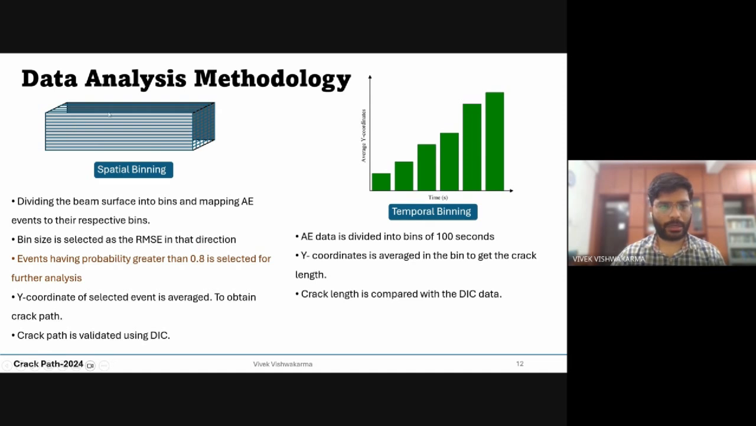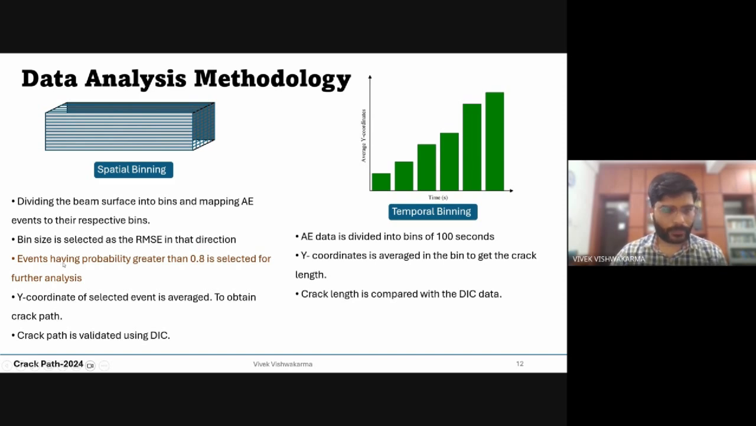So from the looks of figure, you can ask that why I have not done the binning in x direction, because this is a single crack problem. This is a lightly reinforced beam. So there is no need to do binning in x direction. But I have done it in y and z. If you have multiple crack problem, you can do binning in x direction also.